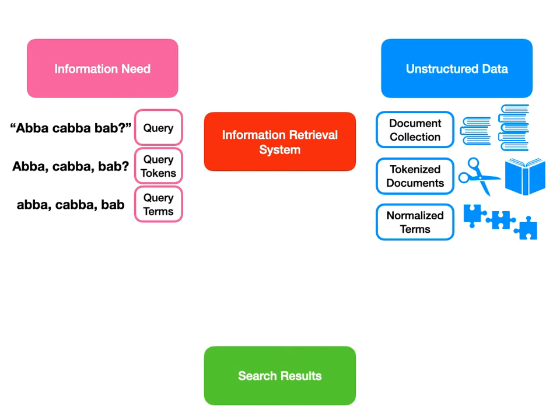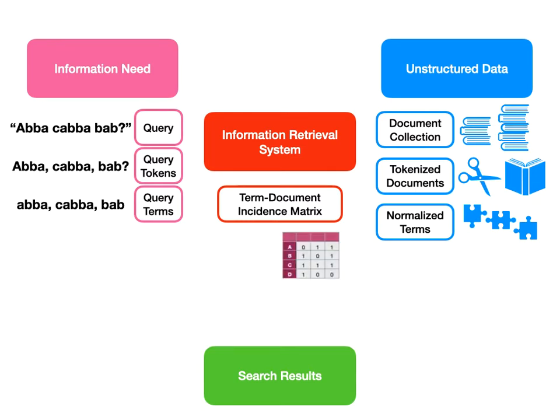Initially, we used the term document incidence matrix. This one was very straightforward. We just would say, hey, for every document, does this term appear in it or not? So term A might appear in just documents 2 and 3, B, etc.